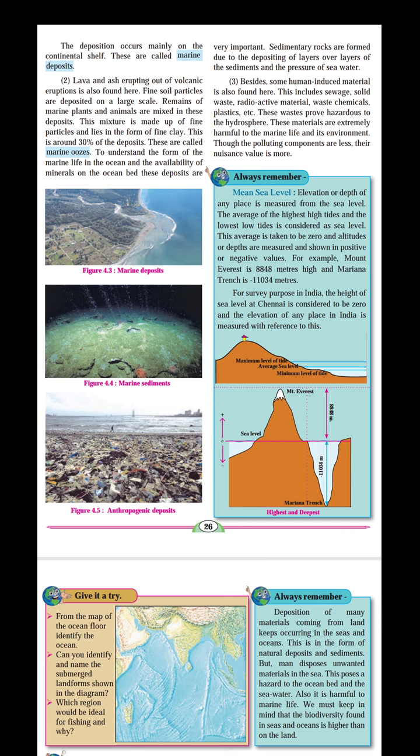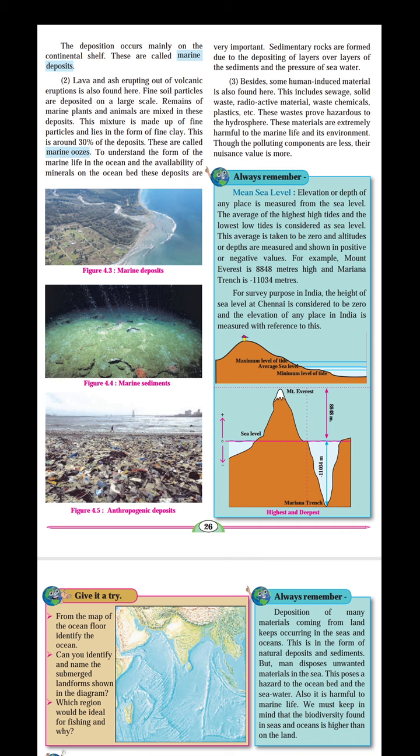See, highest and deepest. Elevation means height or depth. Elevation, as you move up or down of any place, is measured from the sea level. As you always say, how much height is there above the sea level? Always you have these types of questions. The average of the highest high tide and the lowest low tide is considered as sea level. We always mark it as sea level. The average is taken to be 0, and altitude or depth are measured as is shown in the diagram out here.